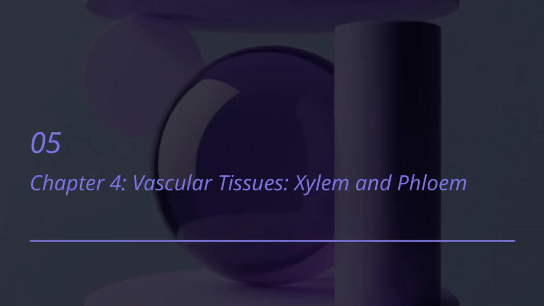Today, we're diving into Chapter 4, which focuses on vascular tissues, xylem and phloem. These tissues are essential for the plant's transportation system. Xylem primarily moves water and minerals from the roots up to the leaves, acting like a plant's plumbing system. Phloem, on the other hand, transports sugars and other organic nutrients produced during photosynthesis from the leaves to other parts of the plant. Understanding how these two tissues work together highlights the incredible efficiency of plant systems.